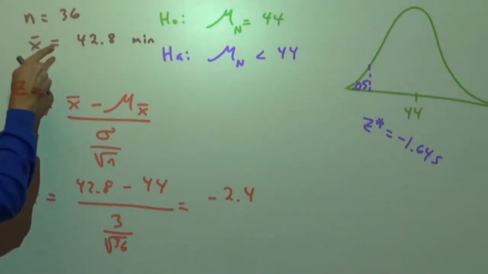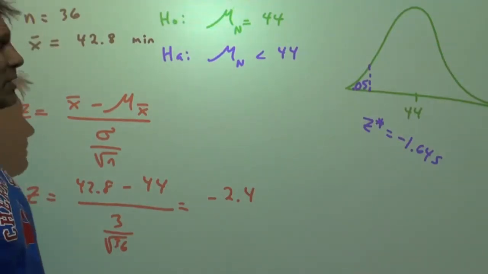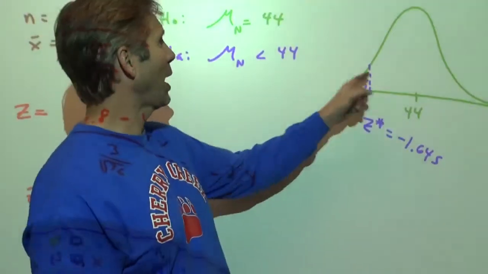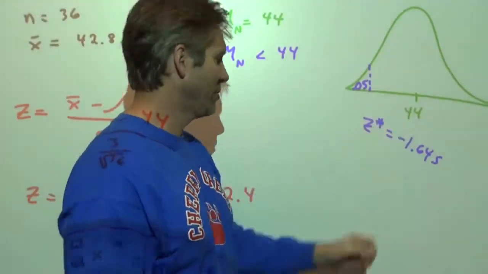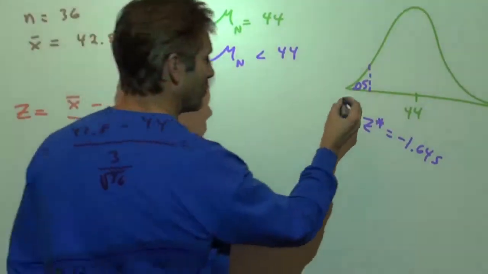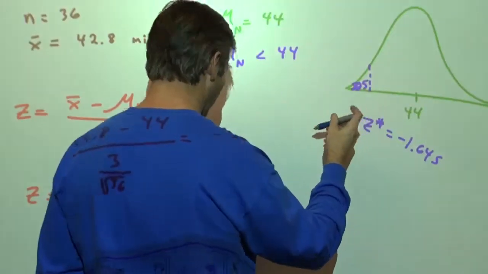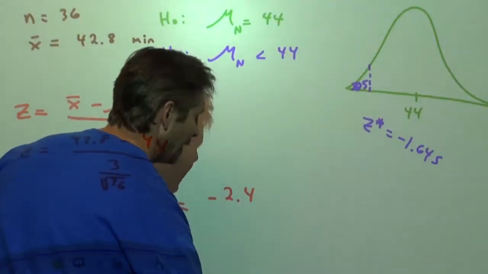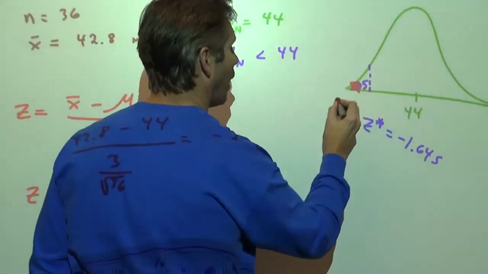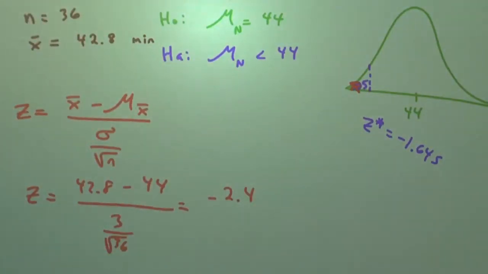That is not at all a typical sample mean, one time, coming from a population where the null is true and the mean is 44. So this guy is 2.4 standard deviations below the mean. It is down here, and so our conclusion is we would reject the null in favor of the alternative.